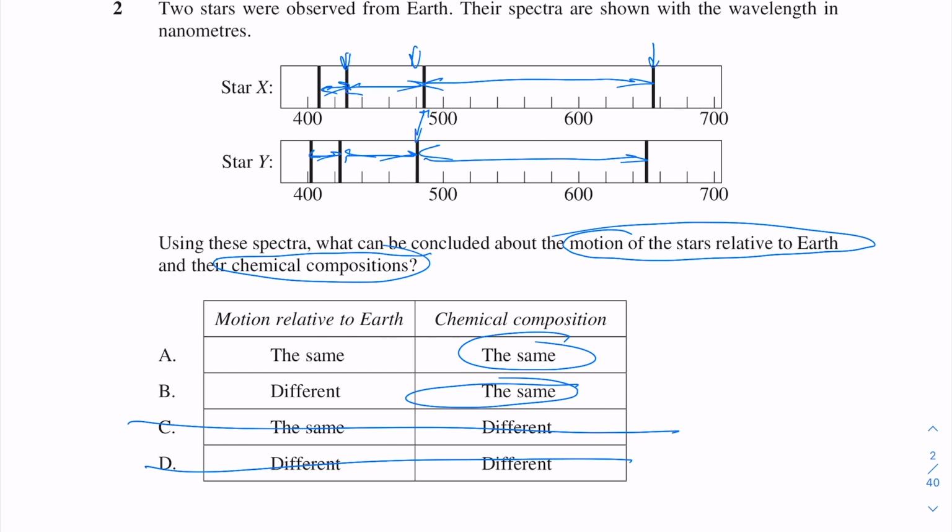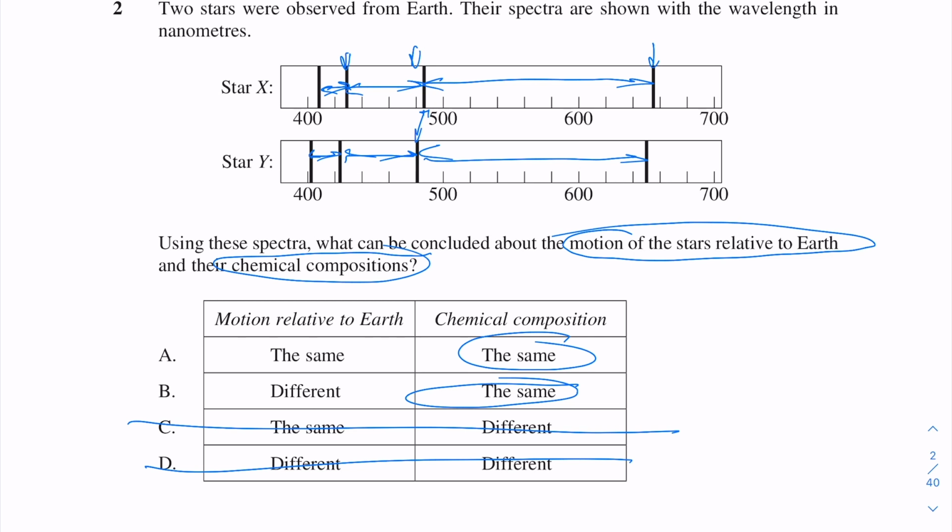Now, what we know from the Doppler effect is that if a star is coming towards the Earth, we see a slight blue shift. And if a star is moving away, we see a slight red shift. But from this perspective, it doesn't really matter whether it's blue shifted or red shifted.